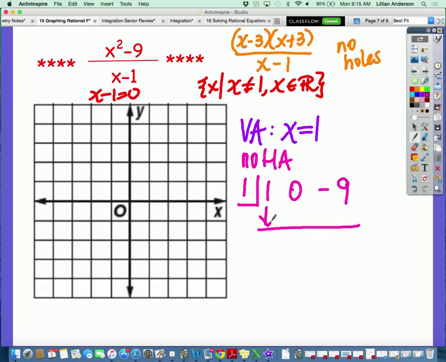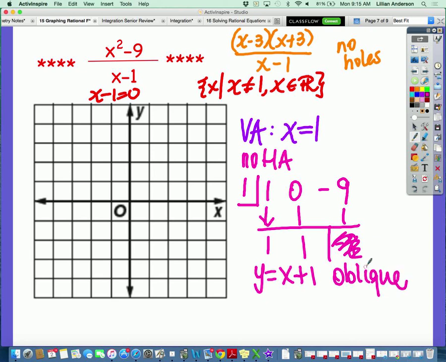So synthetic division, bring it down. I have 1. 1 times 1 is? 0 plus 1 is? 1 times 1? We don't care about that -8. All I care about is this part right here. And that is our oblique asymptote. We started with a quadratic, so then we ended up with a linear. That's what that is. Let's graph this real quick.